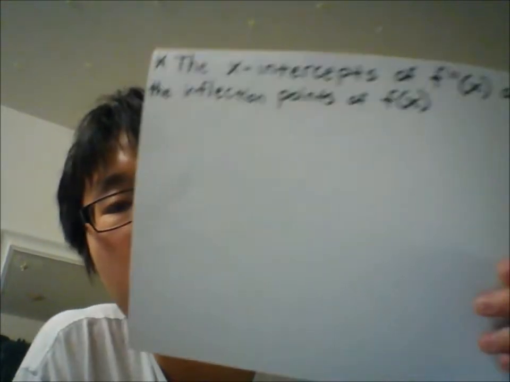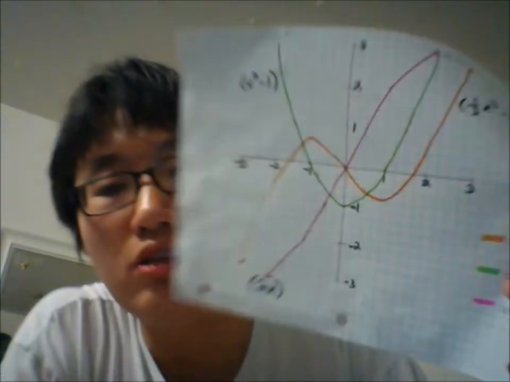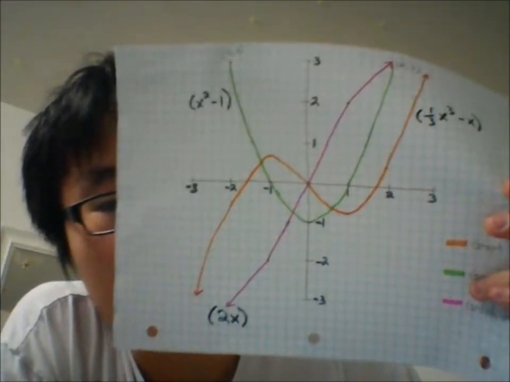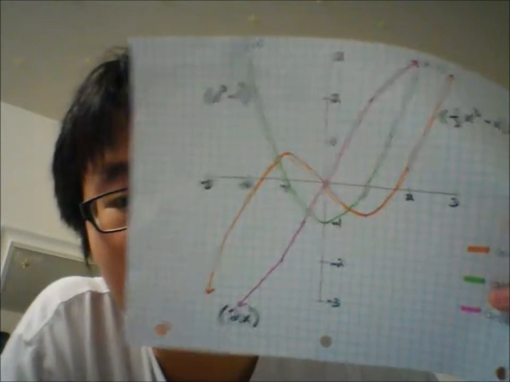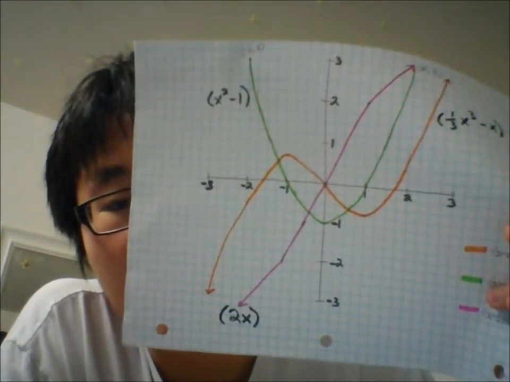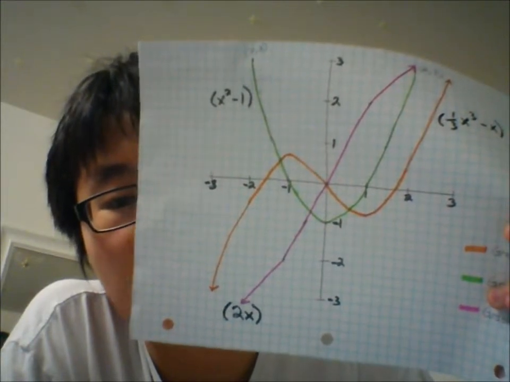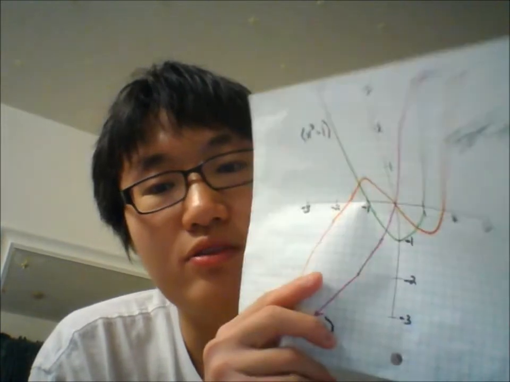And the final thing you may need to know is that the x-intercepts of the second derivative are the inflection points of f of x. So you're looking at the pink graph one more time, and you can see that the x-intercept is at x equals 0, and therefore the graph of f of x has an inflection point at x equals 0. And that's all you may need to know about curve sketching.